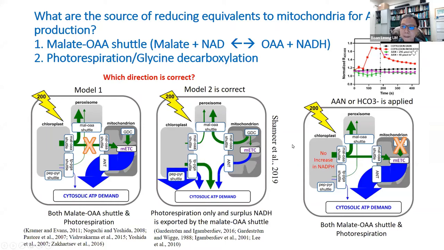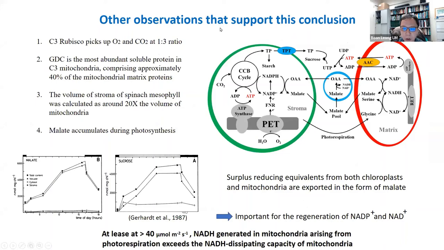So other observations that support this conclusion include C3 rubisco picks up oxygen and CO2 at a 1.3 ratio, so the flux of photorespiration is quite large. And GDC is the most abundant soluble protein in C3 mitochondrion, comprising approximately 40% of the mitochondrial matrix proteins. So there must be a high demand of this enzyme. And the volume of the stroma is about 20 times the volume of the mitochondria. It's very small, the mitochondria. And we can see that during photosynthesis, malate actually accumulates in the cells, and in the dark, it will decrease.